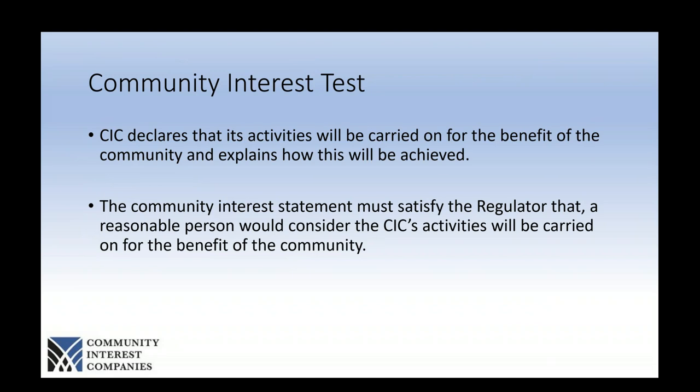So on to the community interest test. A part of the CIC application is the Community Interest Statement, which is made on a form CIC 36. Here the CIC declares that its activities will be carried on for the benefit of the community and explains how this will be achieved. This Community Interest Statement must satisfy the regulator that a reasonable person would consider the CIC's activities will be carried on for the benefit of the community, and this is known as the Community Interest Test. The CIC will have to continue to meet this test throughout its life.